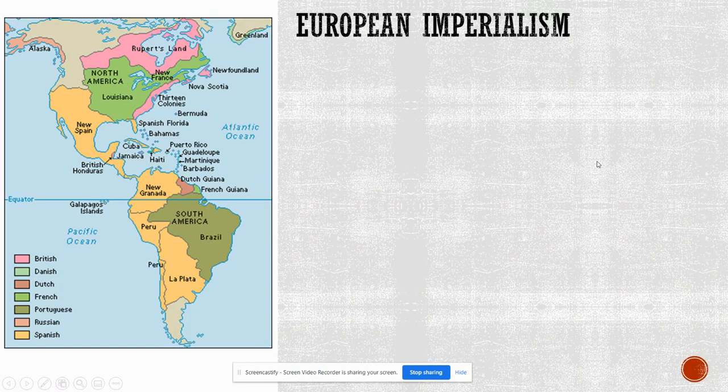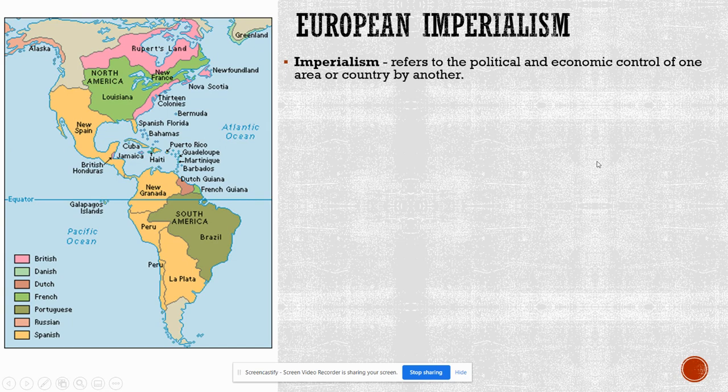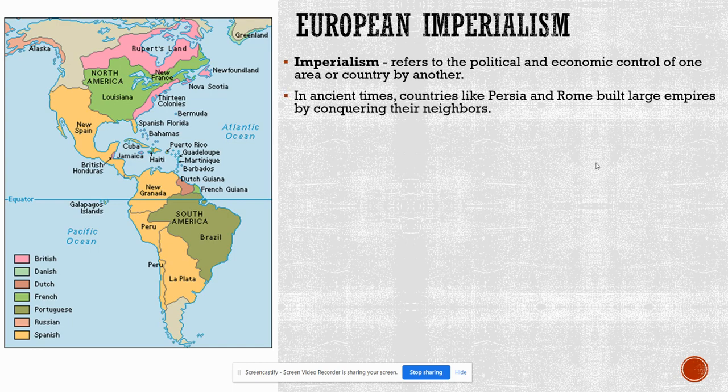So, European imperialism. Imperialism refers to the political economic control of one area or country by another. So, England owning India at one time, that's imperialism. So in ancient times, countries like Persia, Rome, they built huge empires. They conquered their neighbors. We had already studied that type of imperialism.